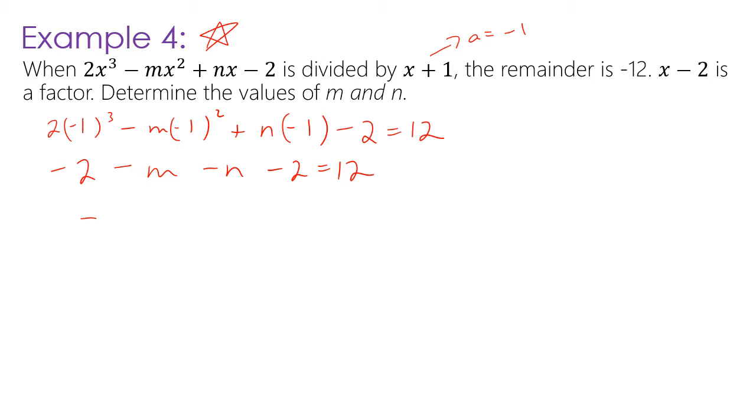And we should get -m minus n equals... oh, looks like I forgot the negative from the 12. -12, -12. Bring over those positive, or those -2's become positive. This should be equal to -8. So there's 1/2 of the question done.